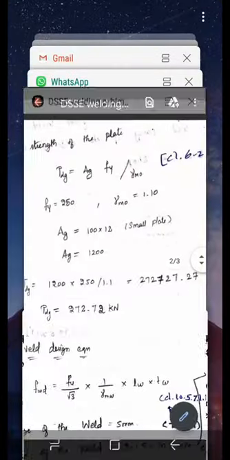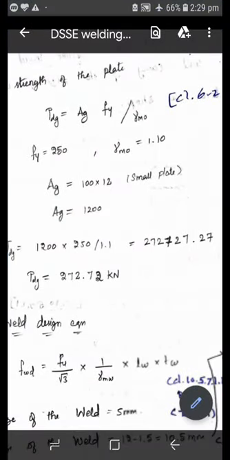Once we know the formula, we will substitute the values one by one, where Fy is the yield strength of the material. Here we are using Fe 410 grade plates, because Indian made structural steels are made up of Fe 410 grade steel. For that, the yield strength is 250. AG is the gross area of the smaller plate, very important. We have to consider only the smaller plate. Size is 100 by 12. So I will substitute that AG value, then Fy and gamma m0.